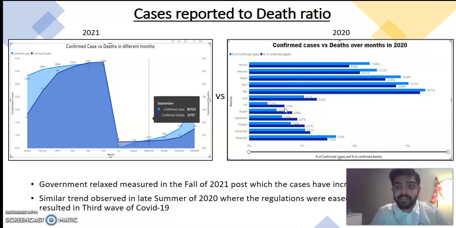From the graph on the right, it can also be observed that a similar trend was observed even in 2020, where cases were increasing from the month of January to June, and so were the mortality rates or the death rates, and then it started decreasing from July onwards.